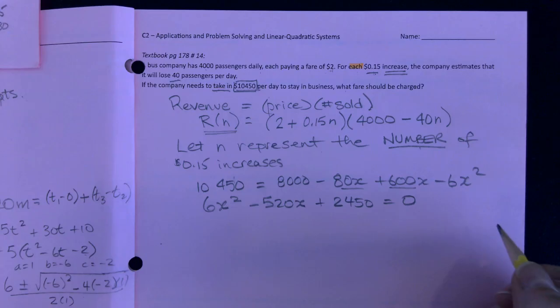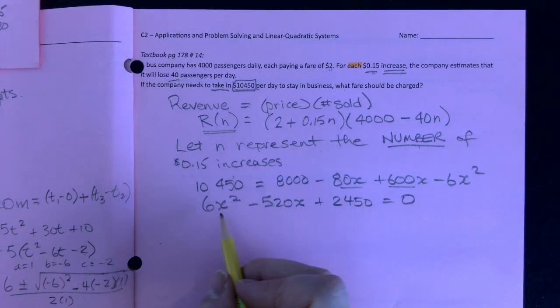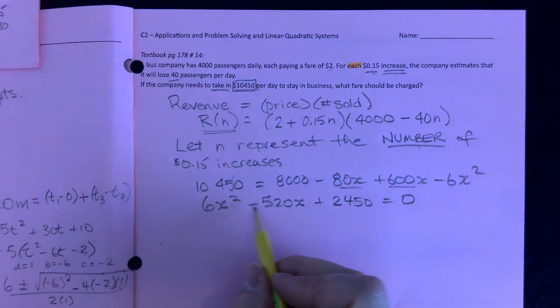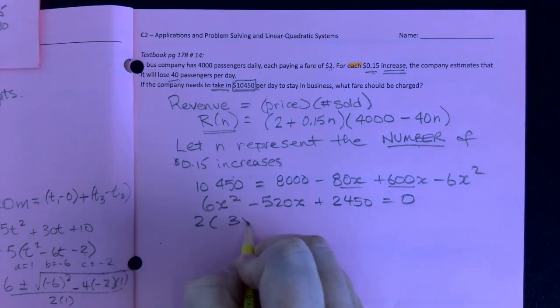Quadratic. How do you solve a quadratic set to 0? You have options. You can factor it, if you can, and if you can't, then you use quadratic formula. I'm pretty sure 2 goes into all of these things since they're all even.